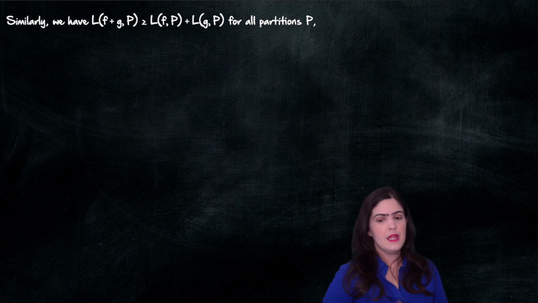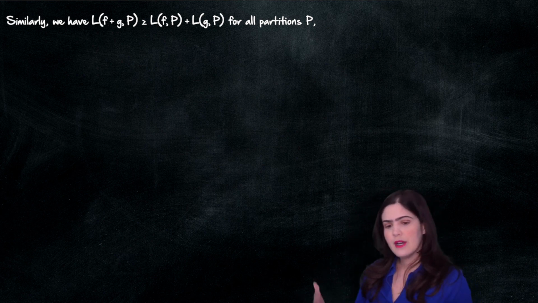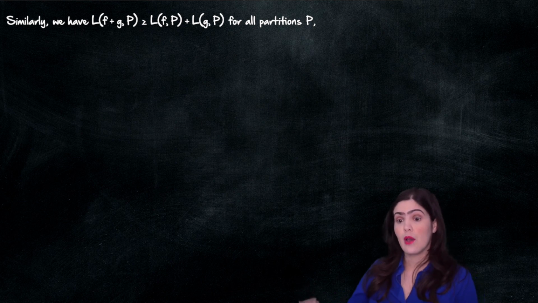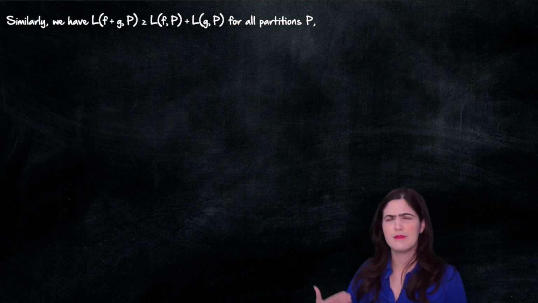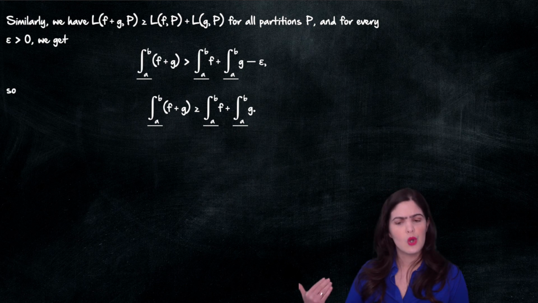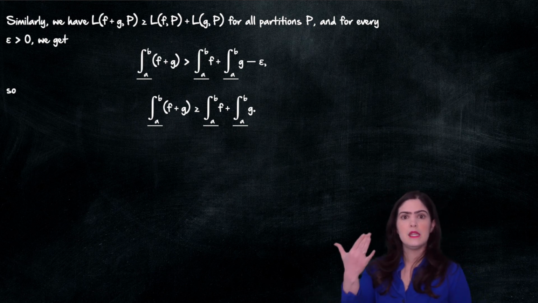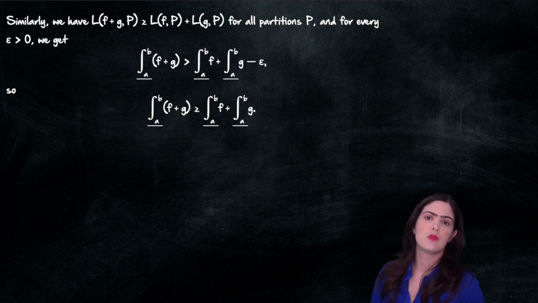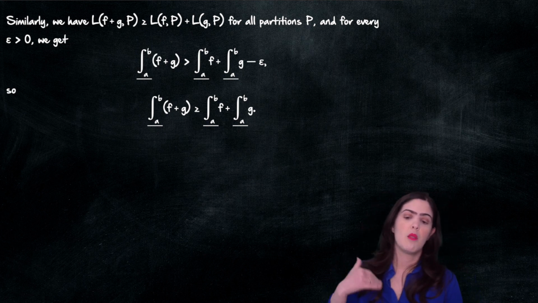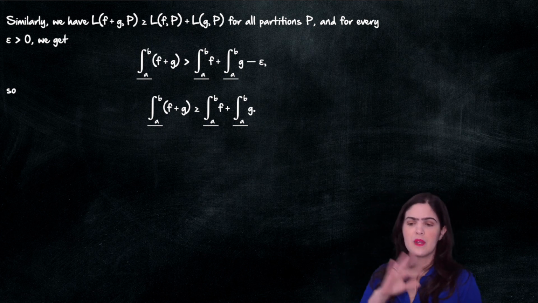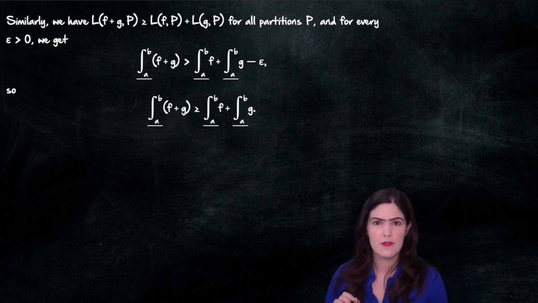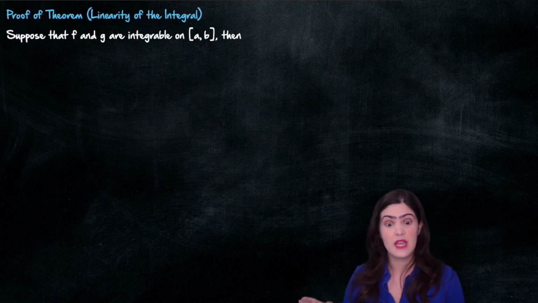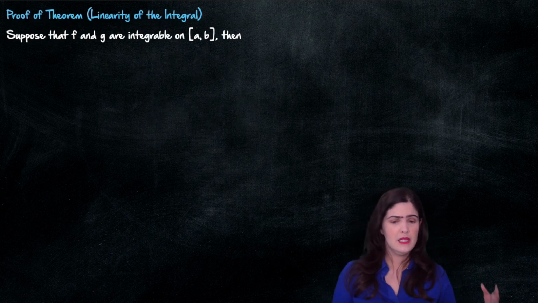Now the proof of the theorem will be easier, but first we will have to show the same thing for the lower integrals. So we can use the same methods. We're going to conclude, indeed, that the lower integral of f plus g is greater than or equal to the lower integral of f plus the lower integral of g. I'll leave it for you to complete the details of this one. Okay, so now that we have these, let's get to the theorem.